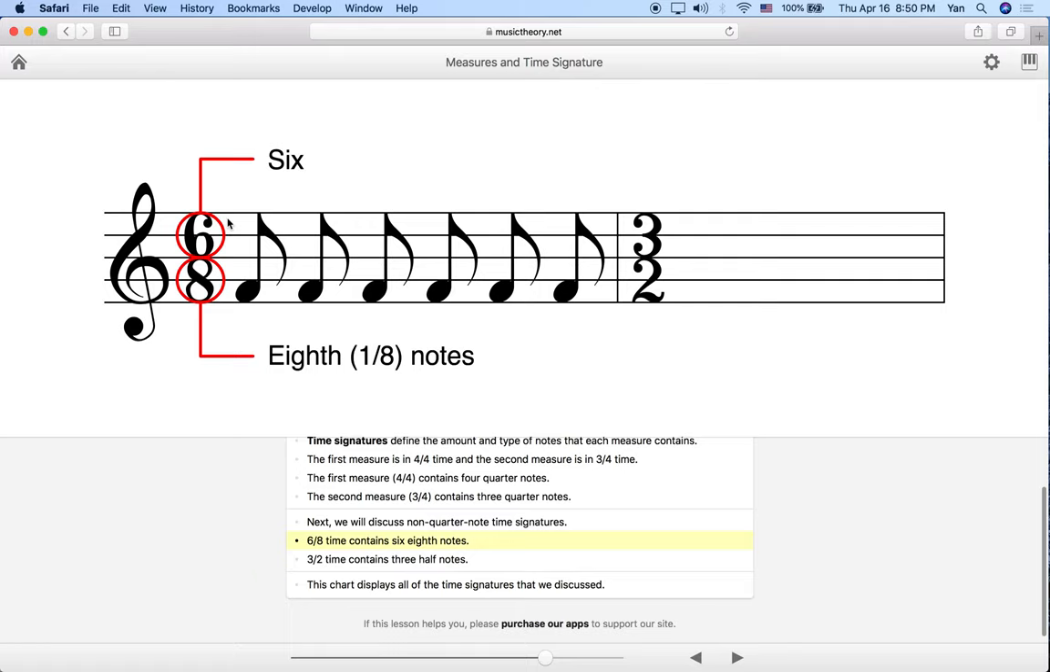So the number on the top isn't necessarily the number of beats in a bar. Sometimes we can organize that a little bit differently. So just be careful. It often is the case that the number at the top is the number of beats, but not always the case. So just be mindful of that.